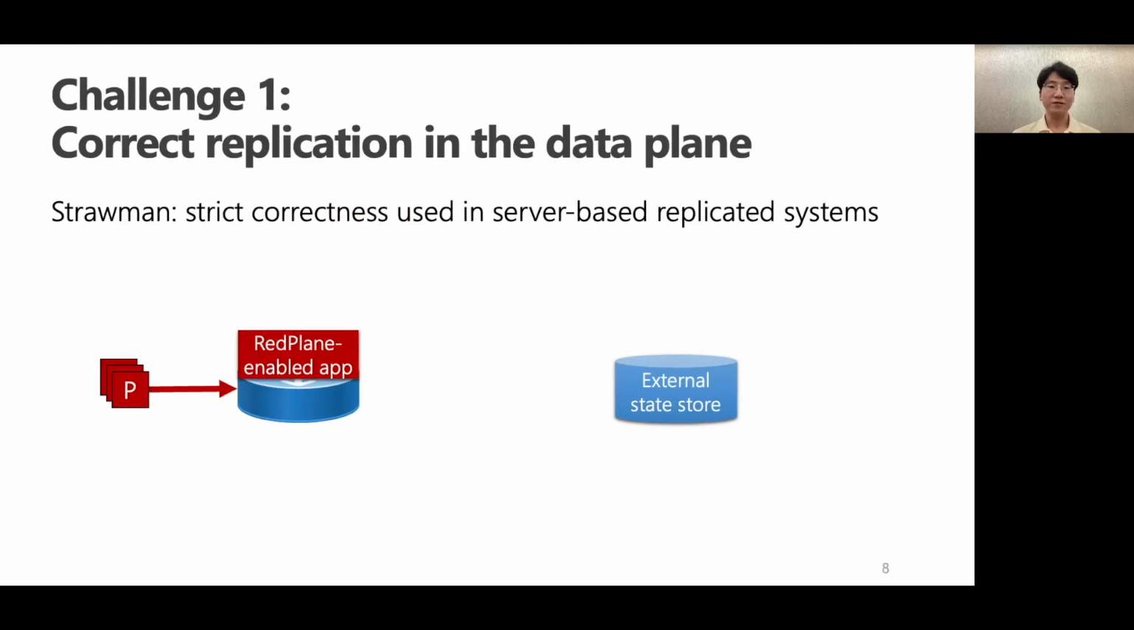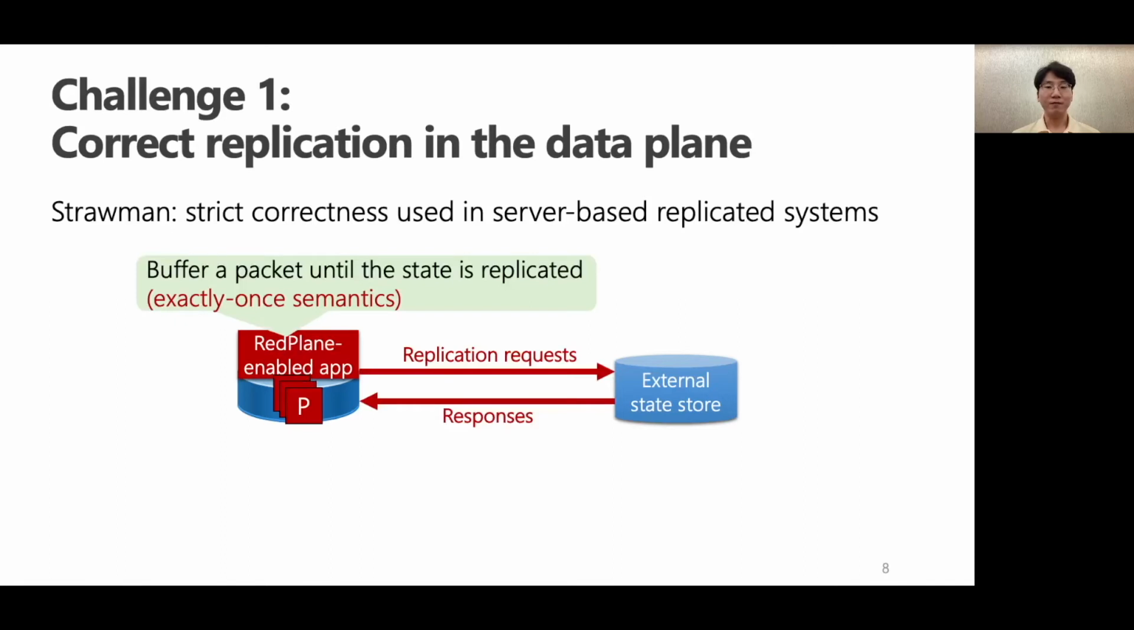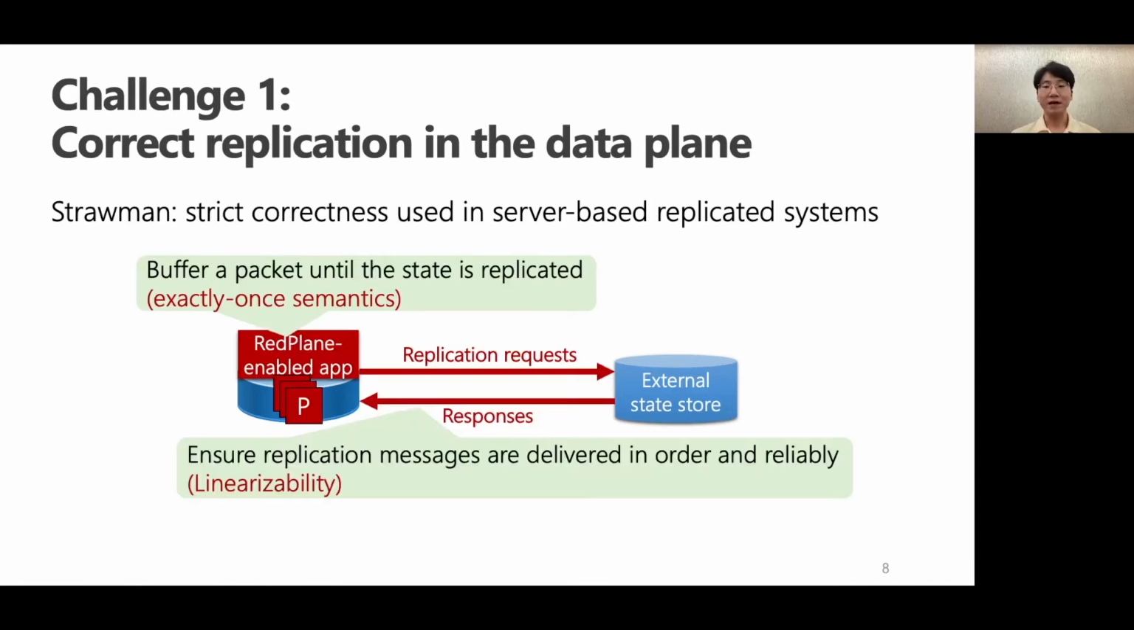First, it is challenging to correctly replicate the state entirely in the data plane. To explain this, let me use a strawman where we adapt the strict correctness used by server-based replicated systems, which typically consists of exactly-once semantics and linearizability. To achieve it for every state update, the switch needs to buffer output packets until the state is successfully replicated, and the replication messages must be delivered in order and reliably.